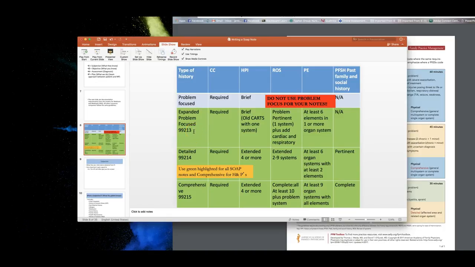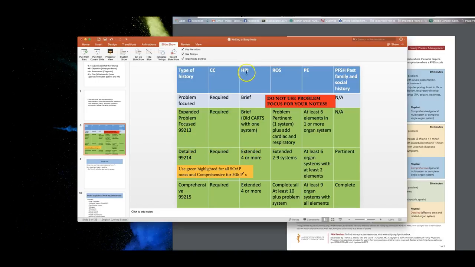99213 would be an expanded problem focus. If you look at the HPI, it would be a brief history of present illness. They come with a runny nose or a sore throat or a wart or their lower back hurts, okay? So that's a 99213, and 99214 is more detailed.